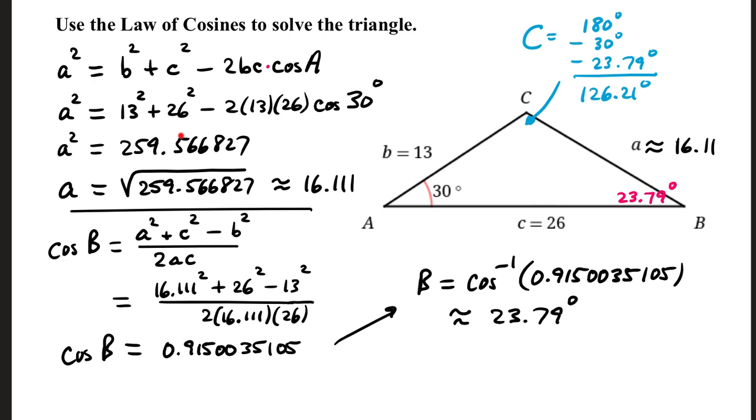Now this large number, 259, that's a squared. We need a, so we take the square root of it. Again, save several decimal places to maintain accuracy. And side A is about 16.11 units long.